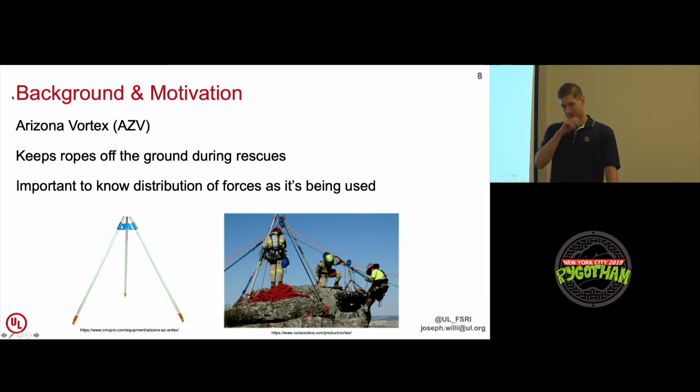So anyway, my coworker Keith was telling me about this firefighter named Kelly, and he has this tool called the Arizona Vortex, or AZV for short. It's a tool that's designed to keep rescue squad workers' ropes off the ground while they're performing rescues to protect them. Essentially you just attach pulleys to the top of the tripod there and run ropes through as you perform your rescue. It's pretty important to know the distribution of forces on each leg, because if it's used incorrectly, it could topple over, potentially sabotaging the entire rescue operation.